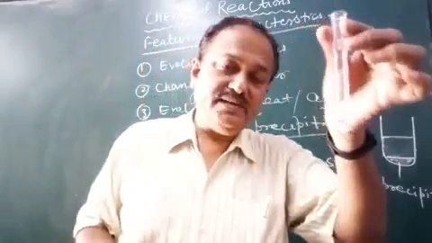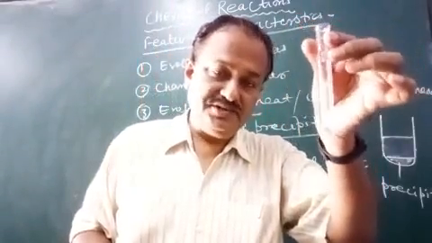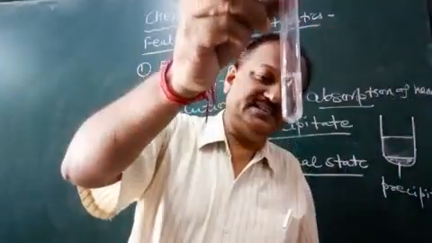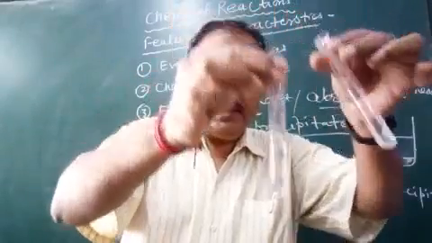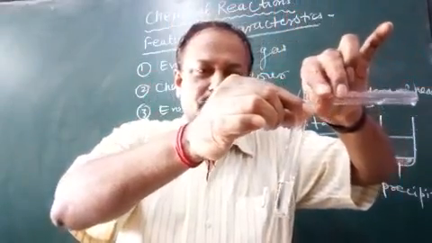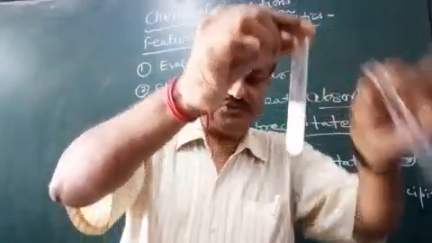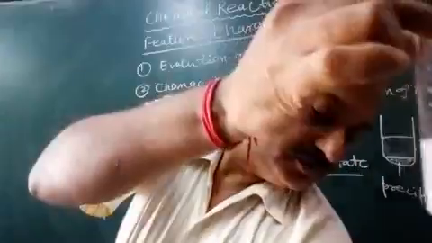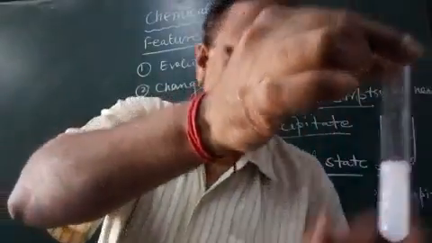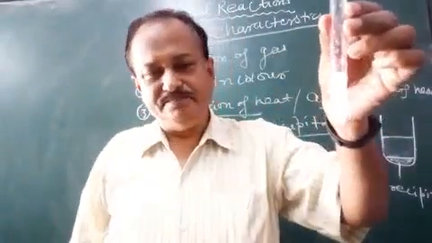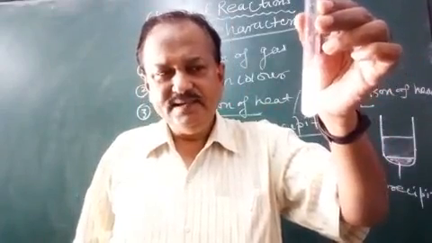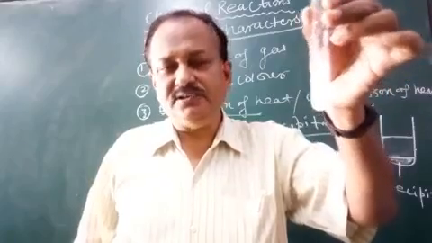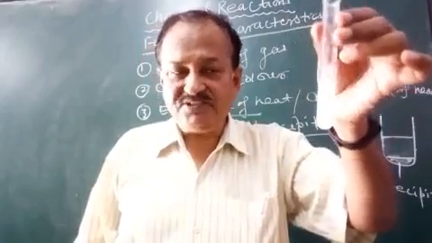Again, barium chloride solution in this test tube, and here in this test tube there is sodium sulfate solution. Both are colorless. I am going to pour. Now see, the solution has turned milky. Let's wait for some time.